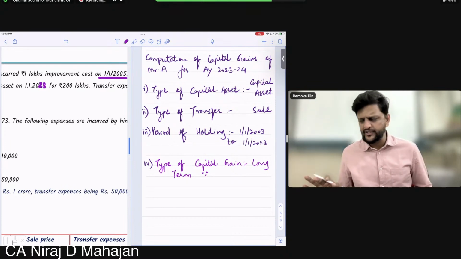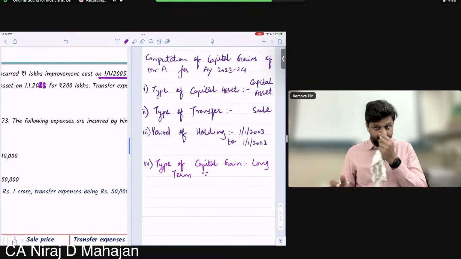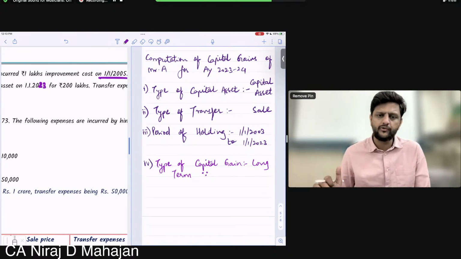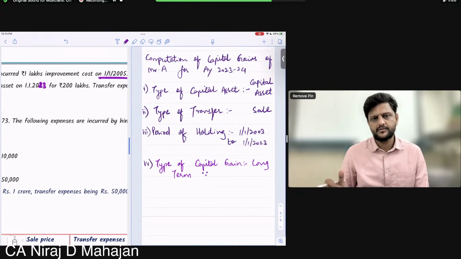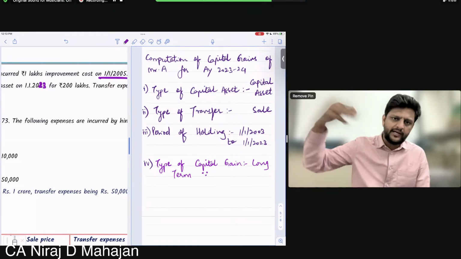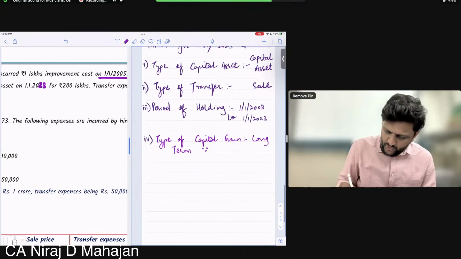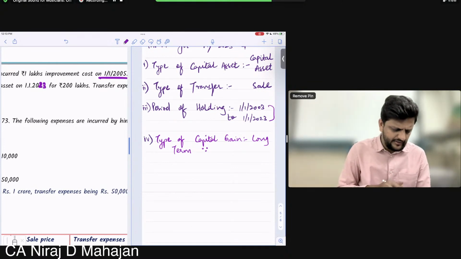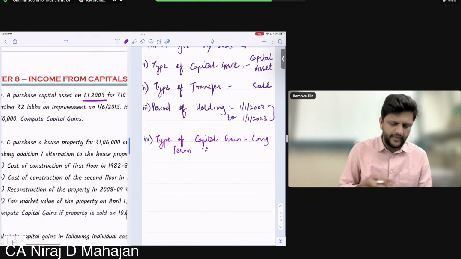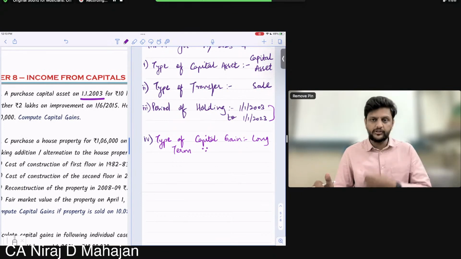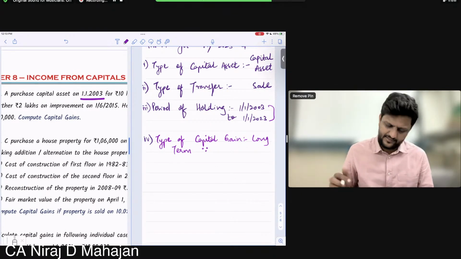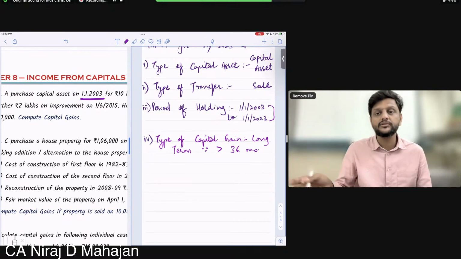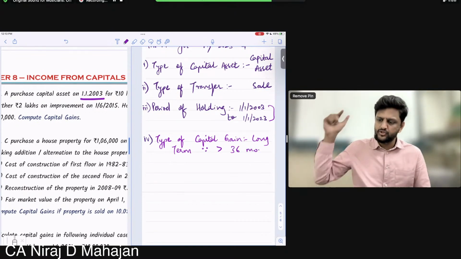Because they have not given us the nature of the capital asset, I'm taking it as any capital asset. But for the residuary or remaining capital asset, what is the period of holding? More than 36 months. If it is more than 36 months, then it is long term. And what is the period of holding? 20 years almost. Exactly 20 years. It is more than 3 years, yes. So since the period of holding is more than 36 months.